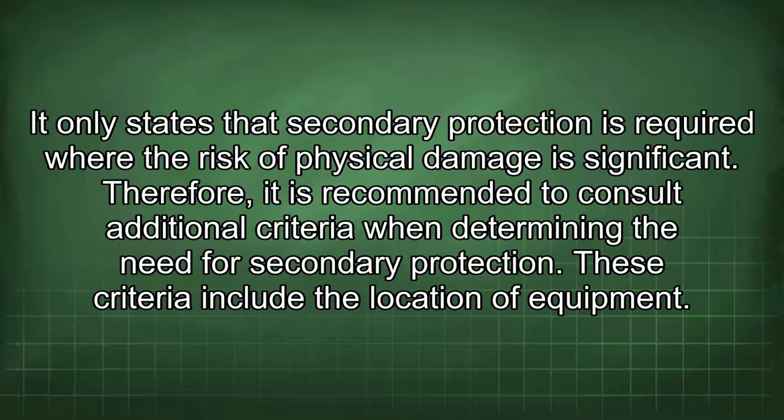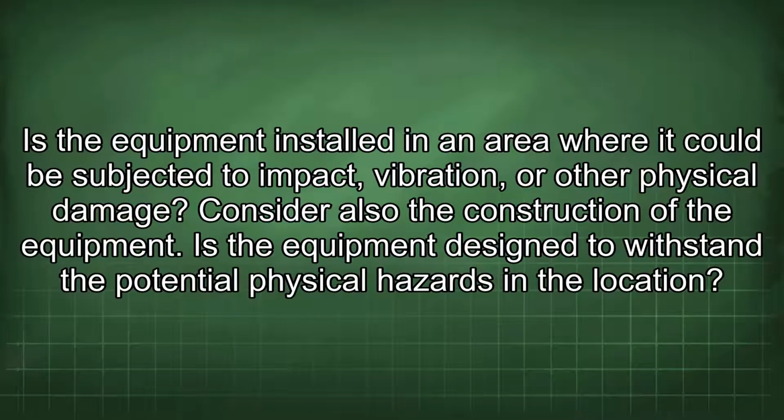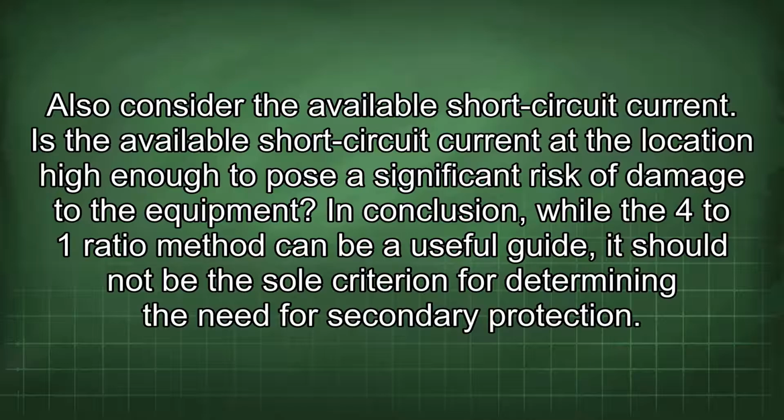These criteria include the location of equipment. Is the equipment installed in an area where it could be subjected to impact, vibration, or other physical damage? Consider also the construction of the equipment. Is the equipment designed to withstand the potential physical hazards in the location? Also consider the available short-circuit current. Is the available short-circuit current at the location high enough to pose a significant risk of damage to the equipment?